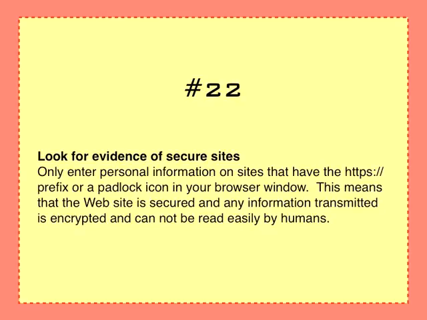Number 22, look for evidence of secure sites. Only enter personal information on sites that have the https prefix or padlock icon in your browser window. This means that the website is secured and any information transmitted is encrypted and cannot be read easily by humans.